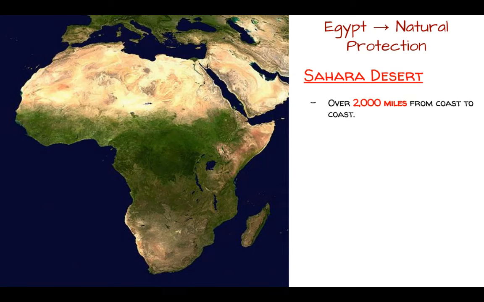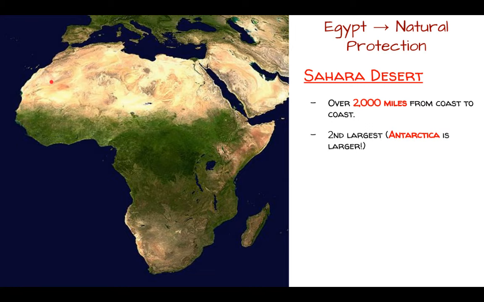We have the Sahara Desert, which is over 2,000 miles from coast to coast, from the Atlantic over to the Red Sea and the Horn of Africa. That is larger than the United States. So if you hopped in a plane from New Jersey and flew all the way to California, that's pretty much the same distance that we're talking about here.